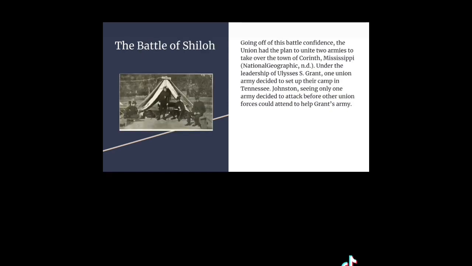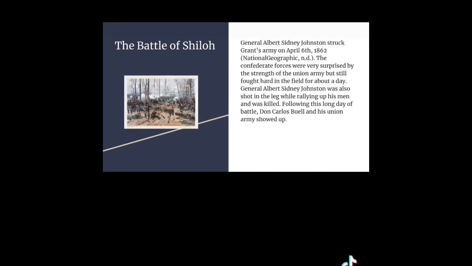The Battle of Shiloh. Going off of this battle confidence, the Union had the plan to make two armies into one and take over the town of Corinth, Mississippi. Under the leadership of Ulysses S. Grant, one Union army decided to set up their camp in Tennessee. Johnston, seeing only one army, decided to attack before other Union forces could attend to help Grant's army. General Albert Sidney Johnston struck Grant's army on April 6, 1862.